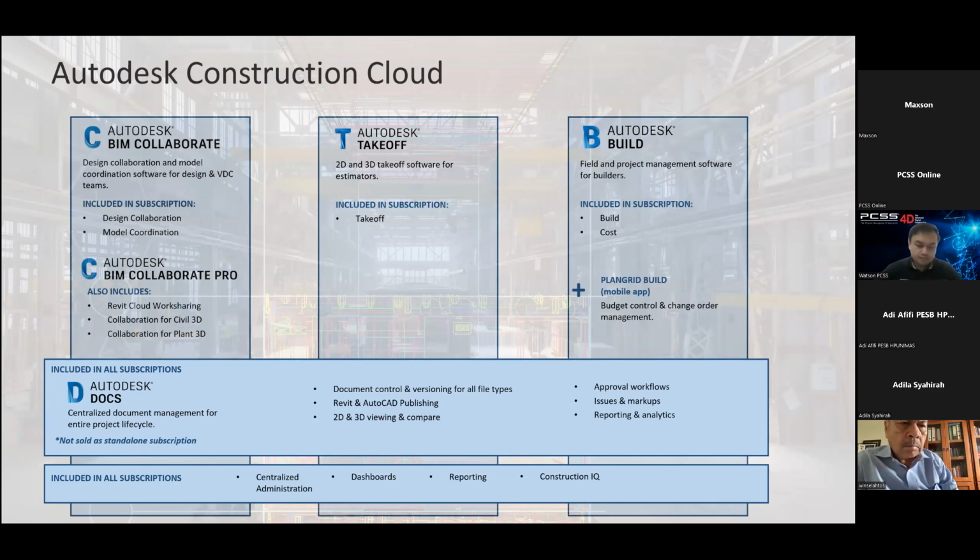So there are many packages actually. The most common one is called Autodesk Docs. And if you need more workflow and more capability, it goes up. There's a higher module like BIM Collaborate, BIM Collaborate Pro. Okay, I won't talk too much about this one, but if you're interested, of course, go ahead and contact PCSS and we'll be happy to explain in more detail.